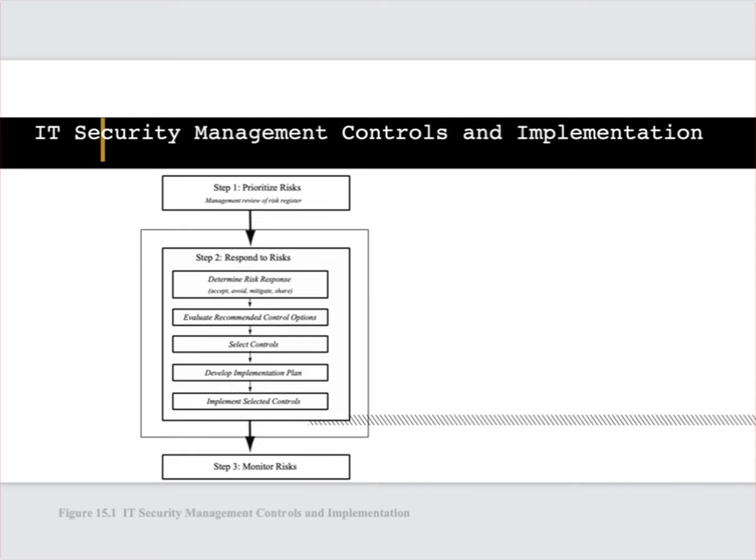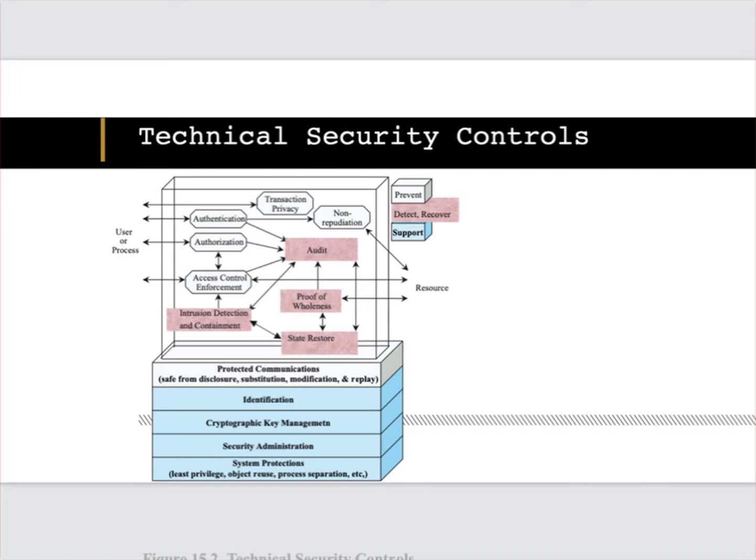So these are some of the processes for the assessment and evaluations. After that, it's just the selection and deployment and implementation, which is generally the less complex subject as compared to the first two stages of step two. So this figure shows you the technical security control.